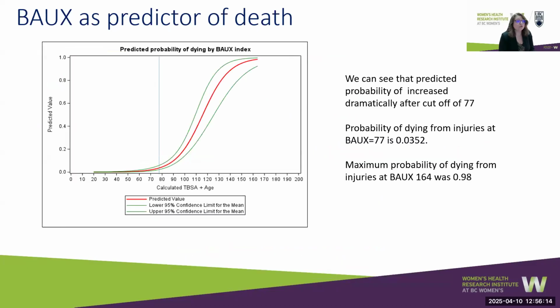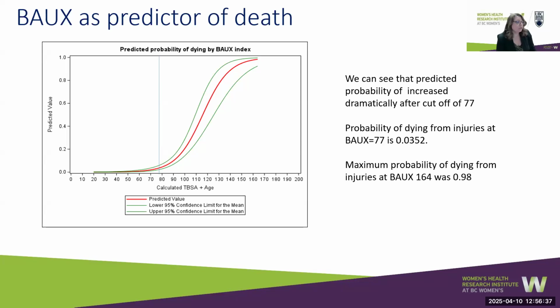So after that, how do you show it? Basically, you remember in logistic regression, for each participant at each bow index point, I calculated the predictive probability of bow index to predict death, and I plotted it. The red value is the predicted value and the green lines are confidence intervals.